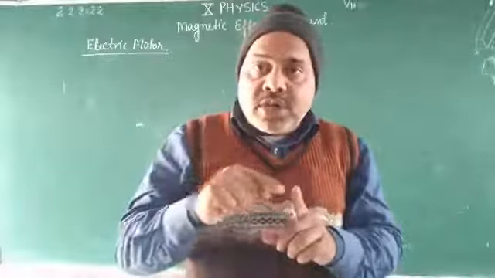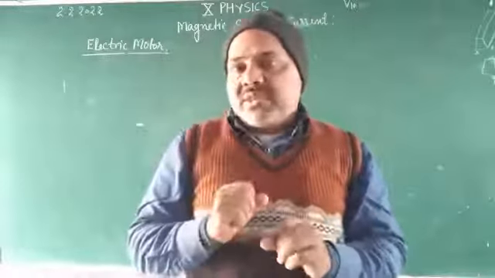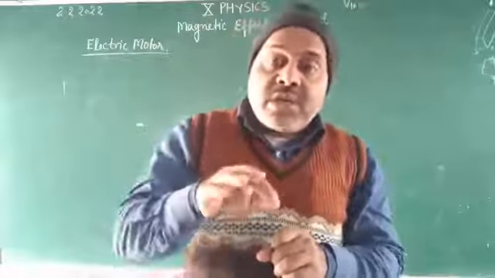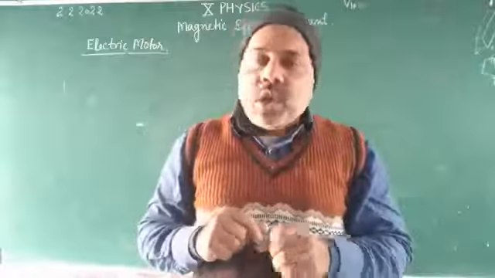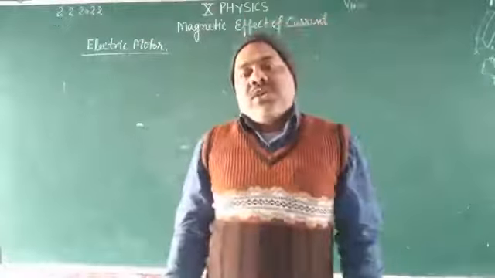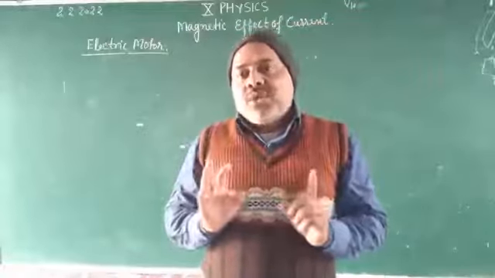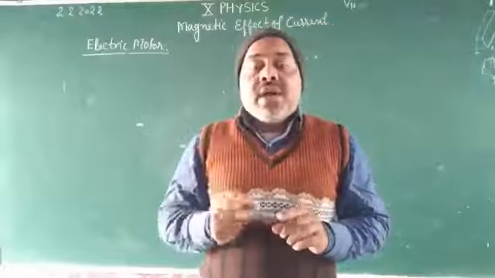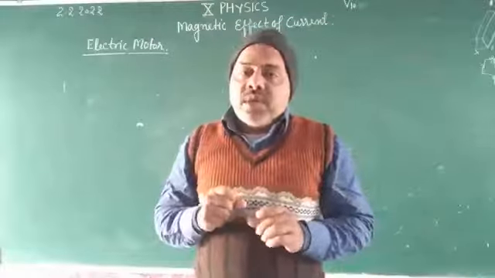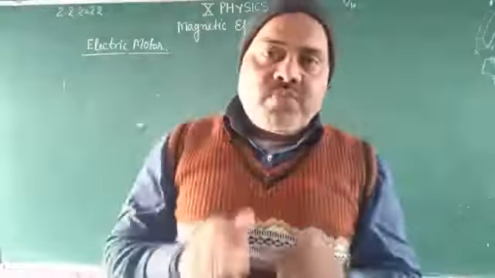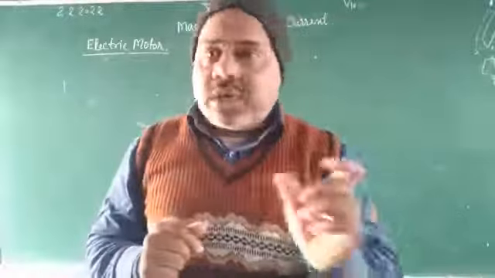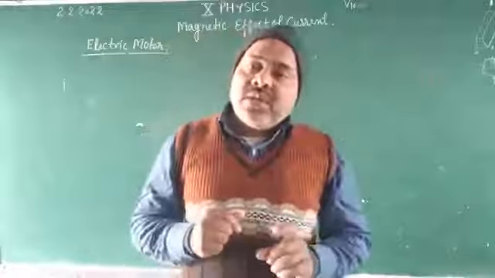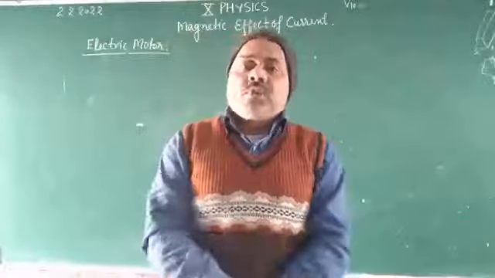So the commutator ring and the carbon brushes make contact at every half rotation, and again the current passes through it. This process continues. The function of the carbon brushes is to make contact at every half rotation, and the function of the commutator ring is to change the direction of current at every half rotation.